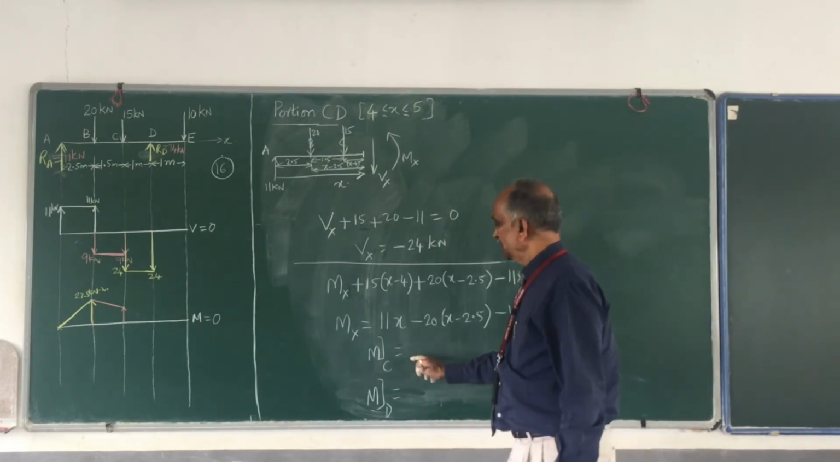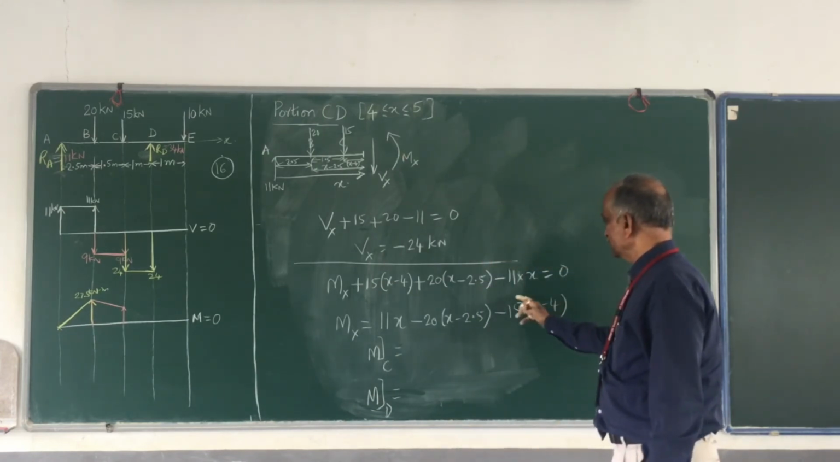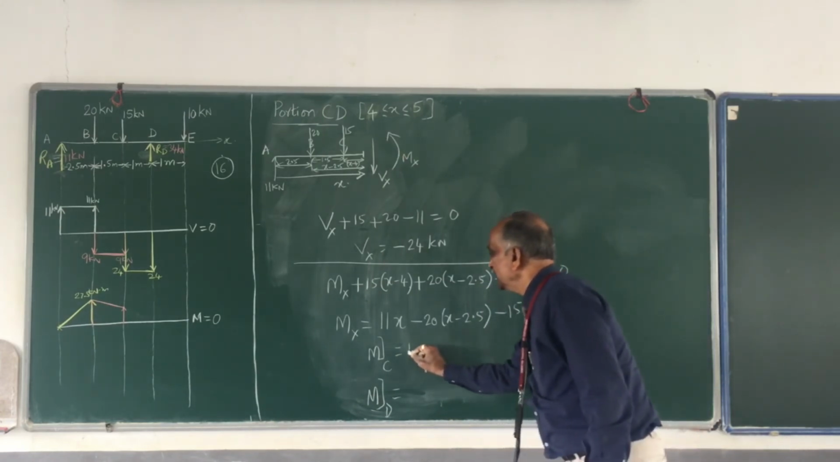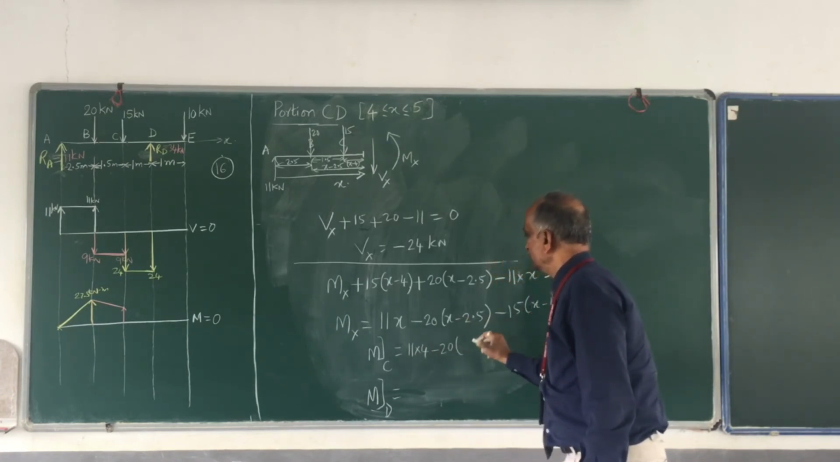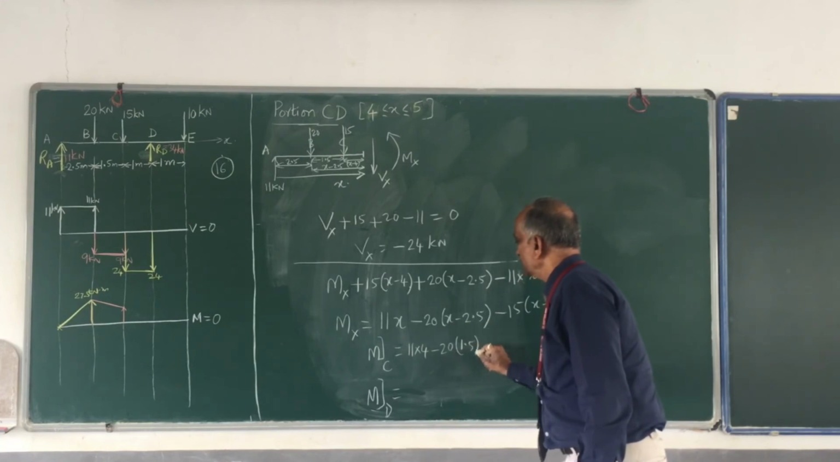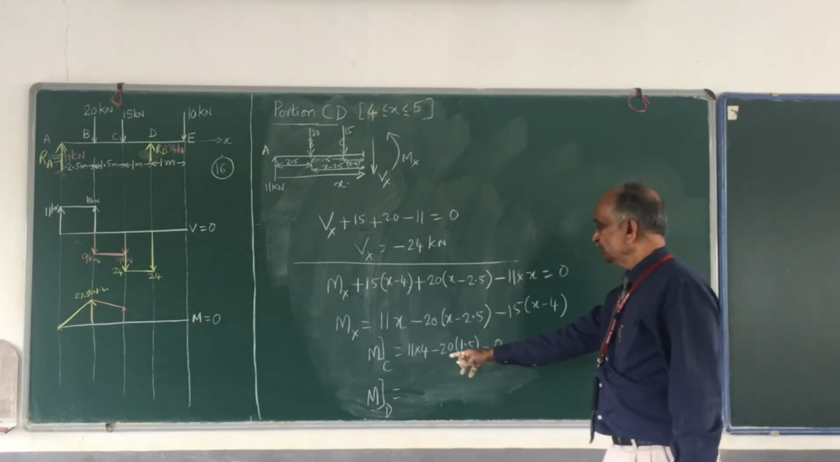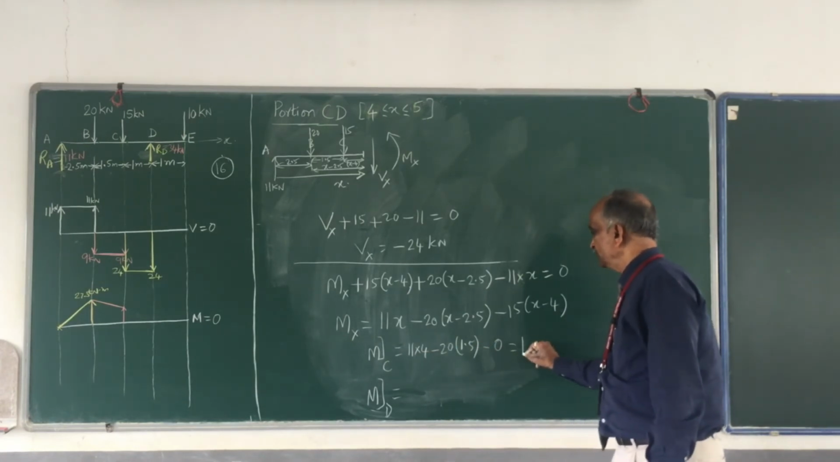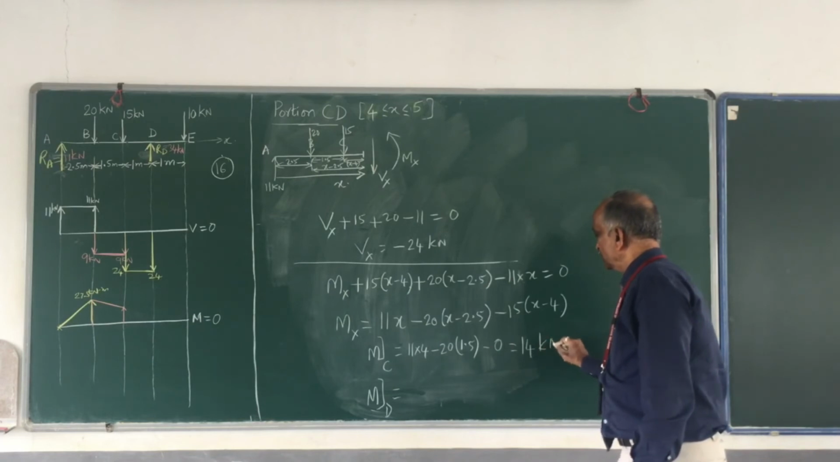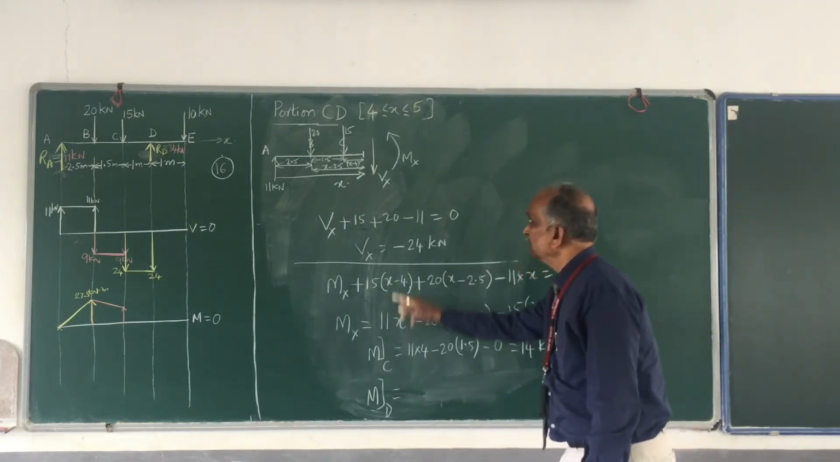For C, x value is 4. That means this term is not there. So it is 11 into 4 minus 20 into (4 minus 2.5), which is 1.5. This term is 0. So 20 into 1.5 is 30. 44 minus 30 is 14 kilonewton meter.